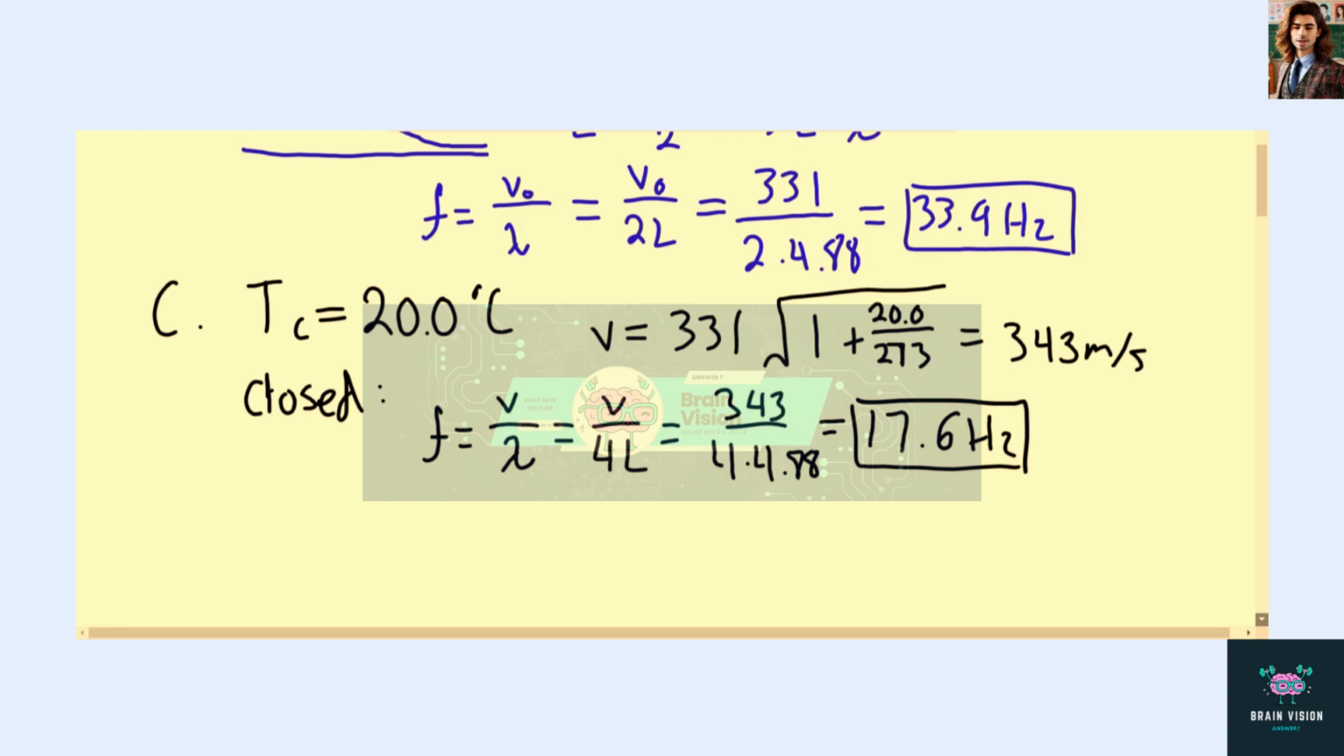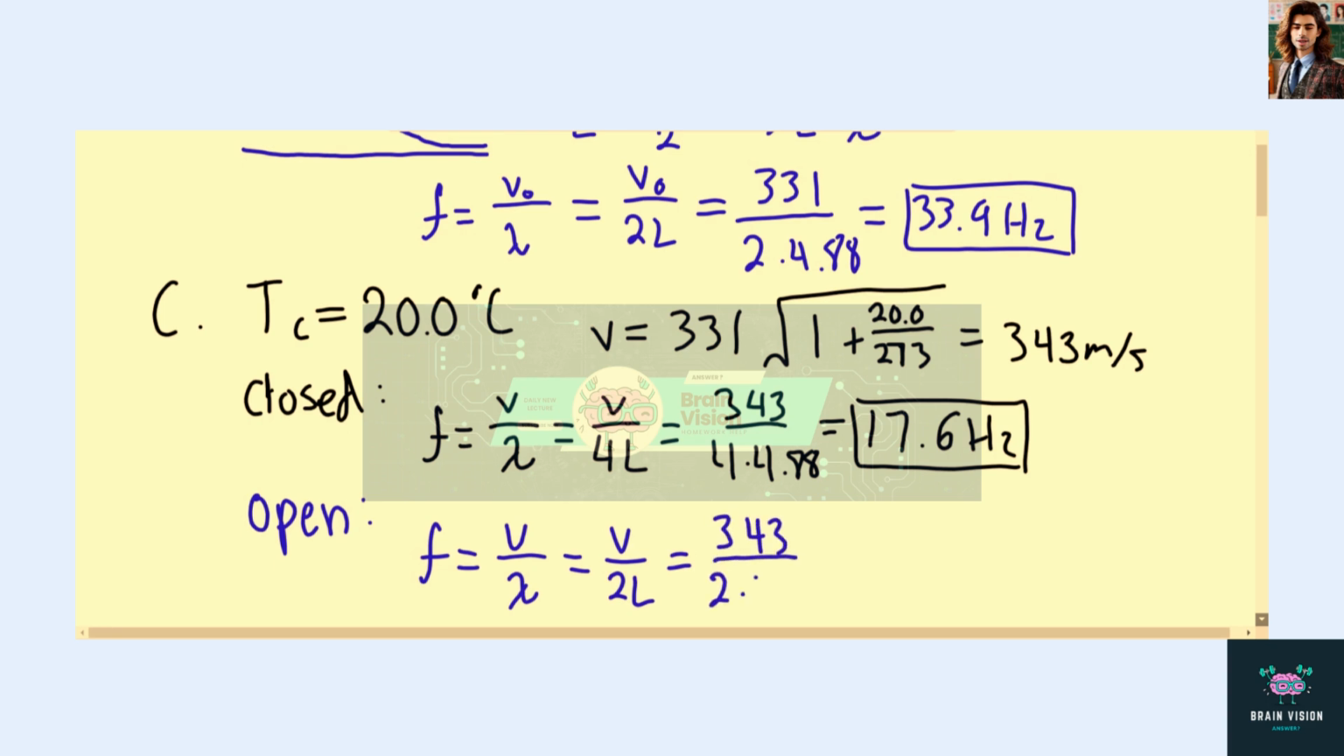And then we'll do it for the open tube as well. And I'll do this in blue to match what we did in part B. So now F is equal to V over lambda, but lambda is 2L. So we have V over 2L. And then we plug in our numbers. V is 343 meters per second. And then we have 2 times 4.88. And you plug that into your calculator and you'll get that the fundamental frequency in this situation is 35.1 hertz. And there you go.